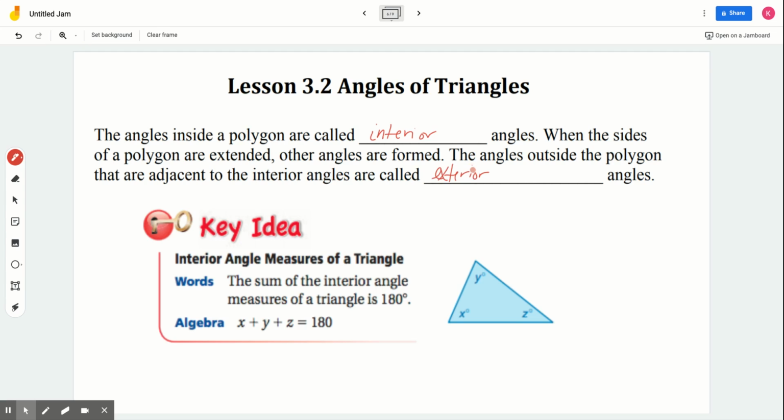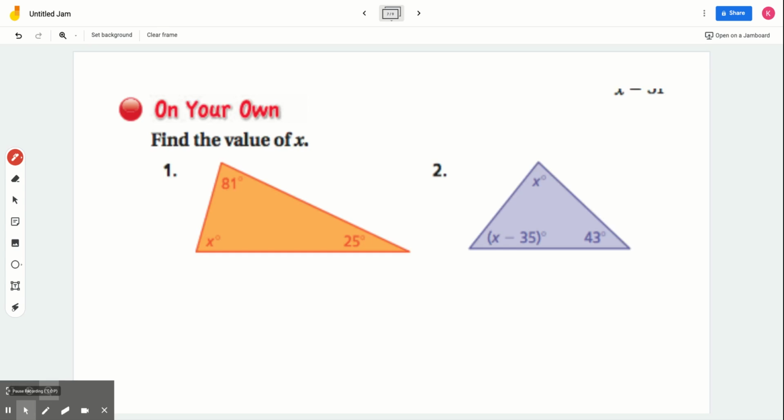So remember that the interior angle measures of a triangle always have a sum of 180 degrees. No matter what the three measures are, they should always add up to 180. We should use our basic knowledge of equations to help us find the value of x.